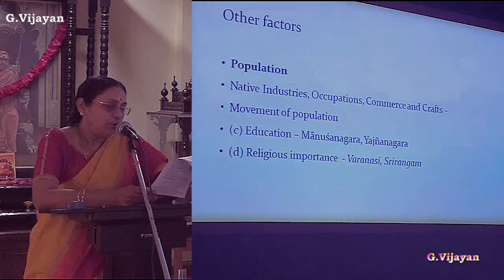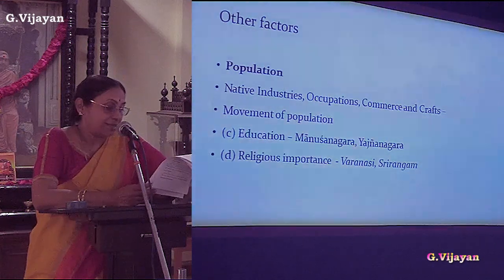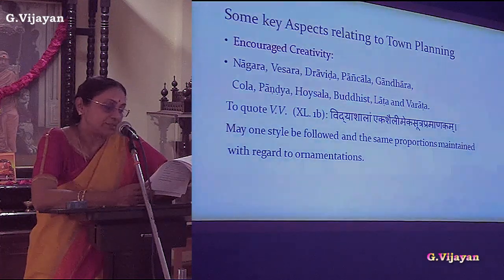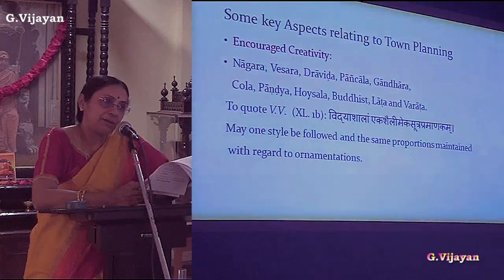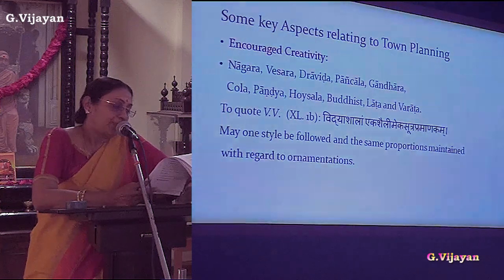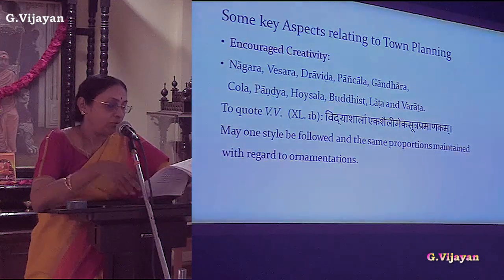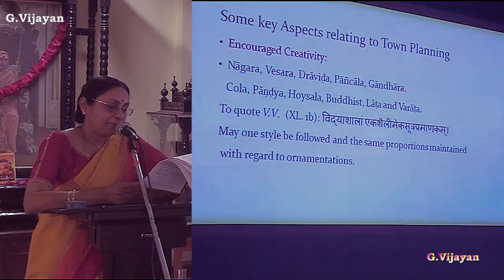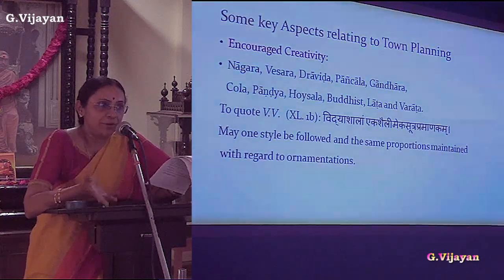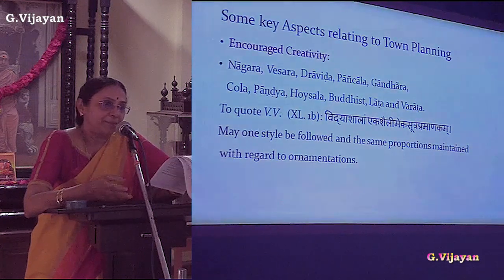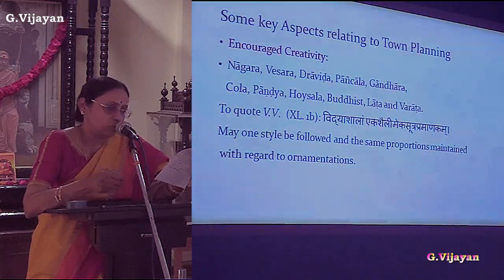A unique feature of ancient town planning was that it fostered the development of diverse styles of architecture like Nagara, Vesara, Dravida, Panchala, Gandhara, Chola, Pandya, Hoysala, Buddhist, Lata, Varata, to name a few. Aesthetic sense reigned supreme as within the city only one uniform style was recommended. Can we say this of any modern city in India? Maybe Chandigarh is a well-developed city, but we don't have a uniform style in most cities.